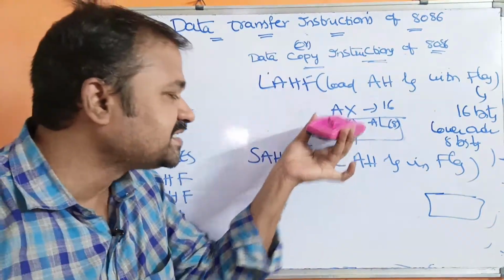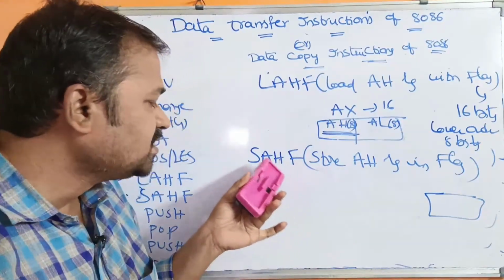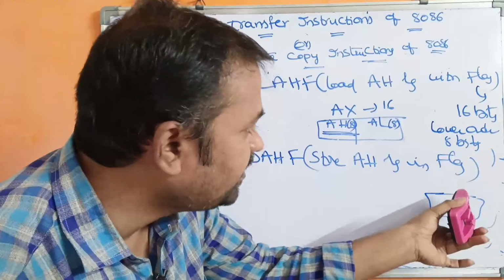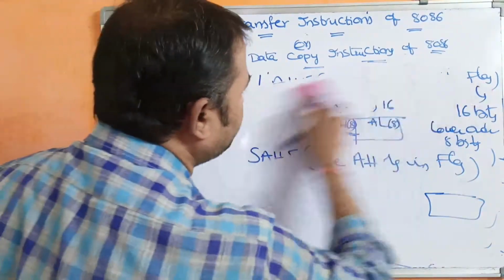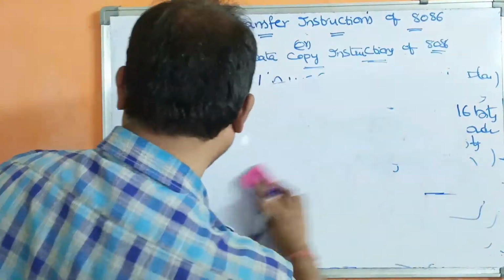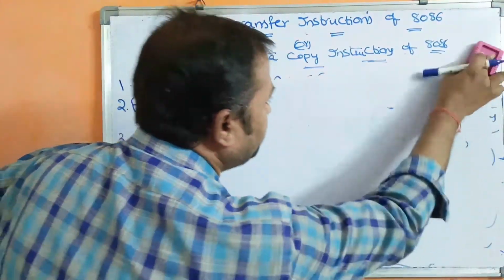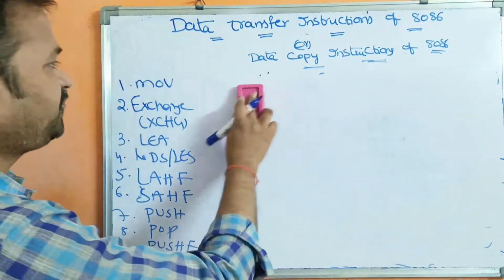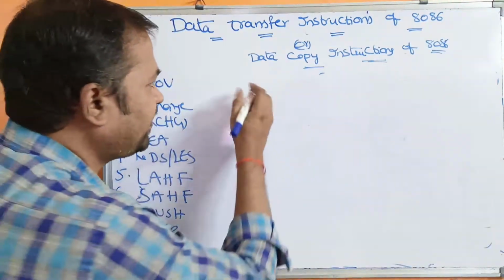Load means that content will be stored in the AH register, whereas store means we are storing the content of the AH register in the lower order 8 bits of the flag register. So that is the difference between load and store. Now let us see the next instruction, that is the push instruction. So push, pop, push F, pop F. If you understand push and pop, then push F and pop F will become quite easy.